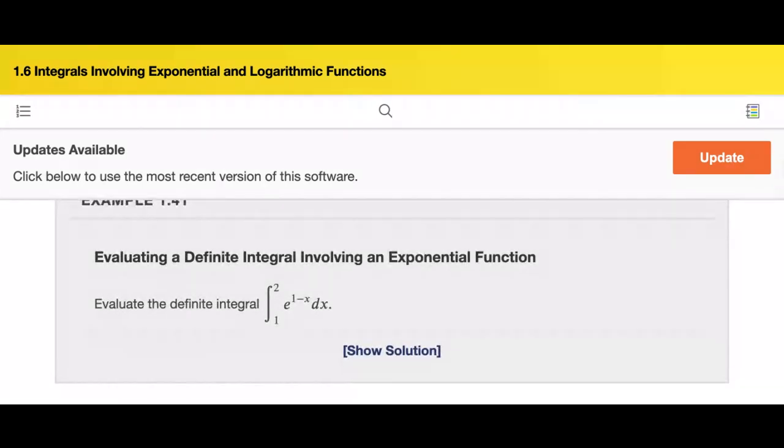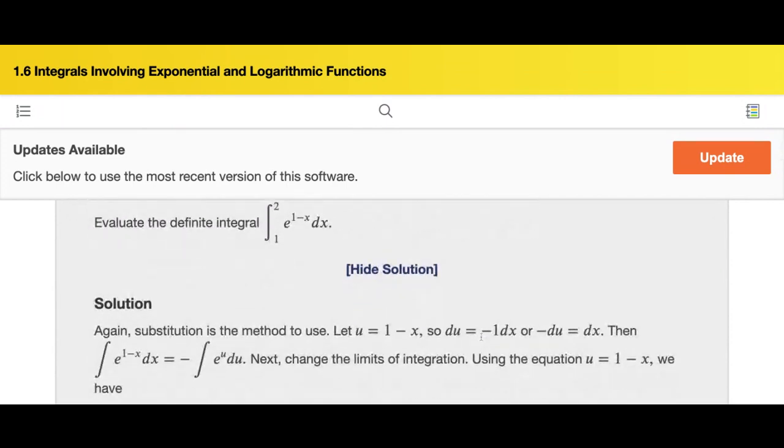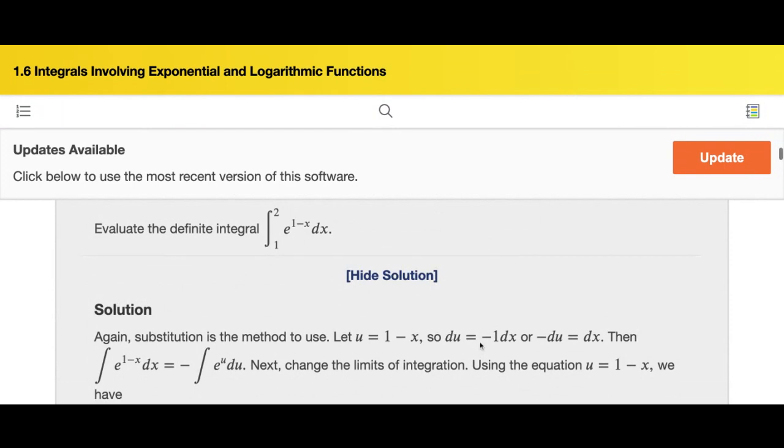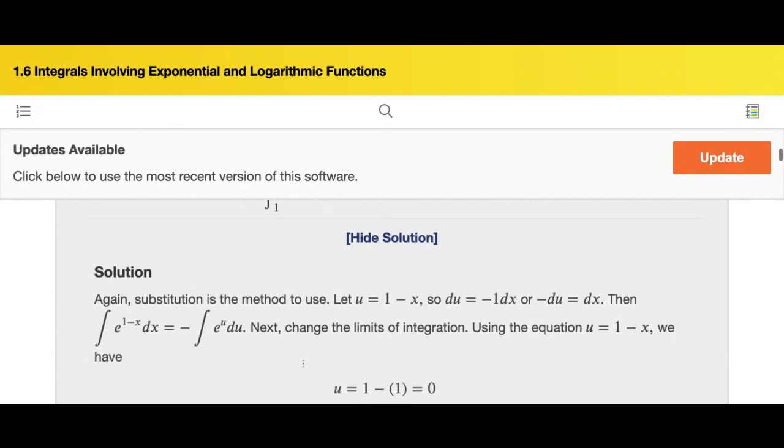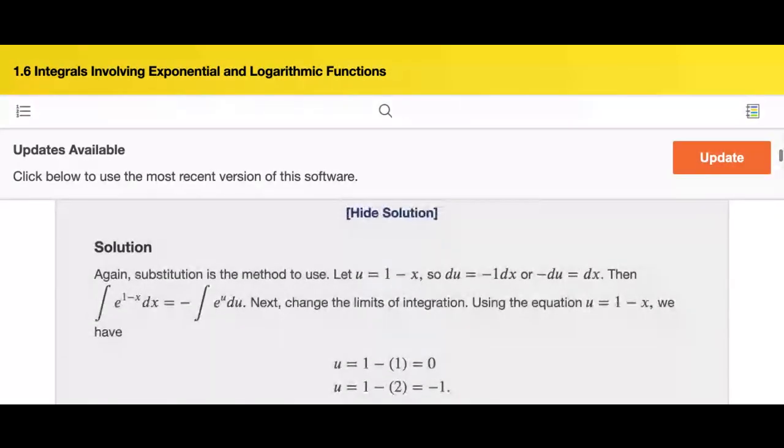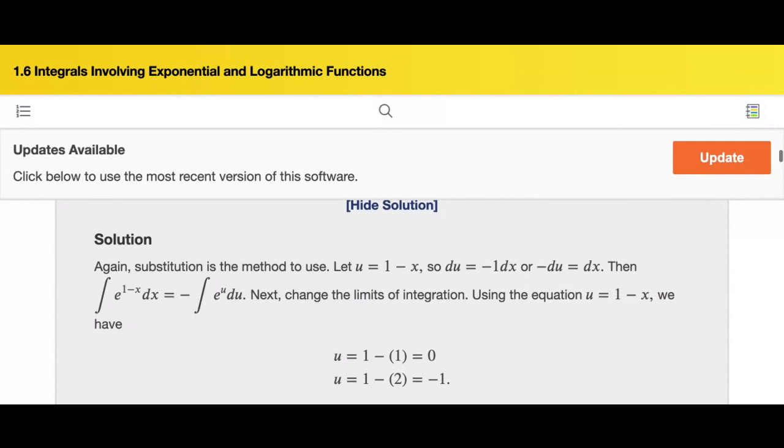Let's see this one. Now this one is a definite integral. So we have lower limit 1, upper limit 2. And the exponent of e is 1 minus x. Here we'll do the same thing. Let u be 1 minus x. So du will be negative dx, or dx will be negative du. We substitute, we get the e to the u, negative sign put up front. Then we anti-differentiate. It's just e to the u itself. Then we change u to be 1 minus x. So negative e to the 1 minus x.